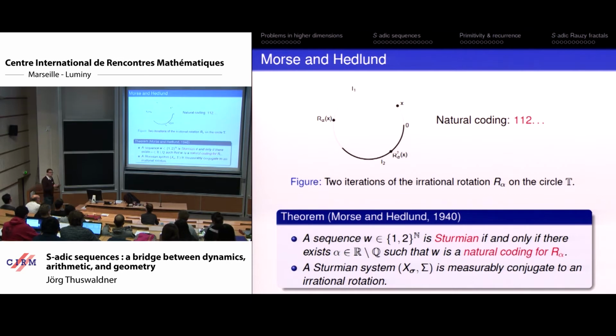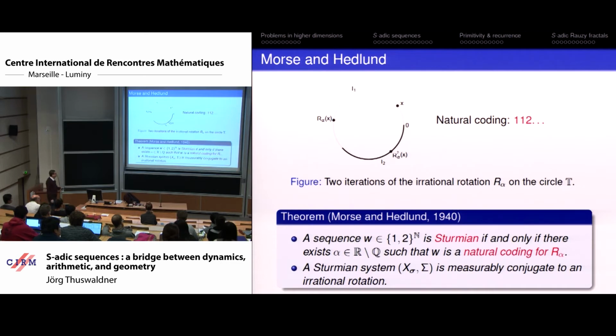Both theorems say that two objects are the same or essentially the same. Measurably conjugate means that the conjugacy is a measurable function. You cannot expect this to be a continuous function because X sigma and the torus have different topological structures. This is a central theorem.